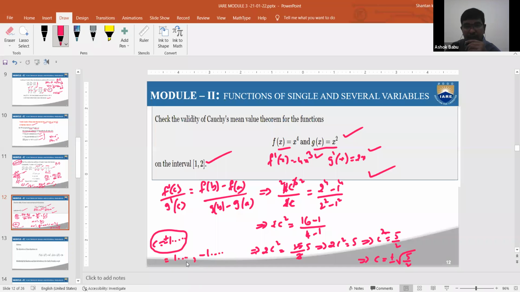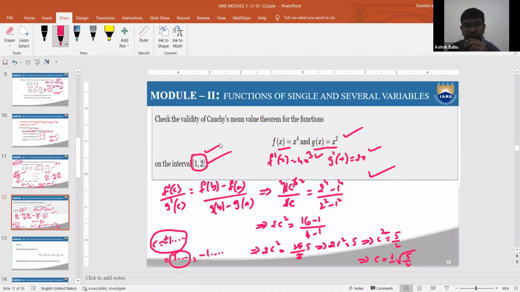Here, according to the mean value theorem, at least one value of c lying in between a comma b is required. Therefore, here it is clearly satisfied by the 1 point something value, because the given limits are 1 comma 2. Therefore, Cauchy's mean value theorem is verified.